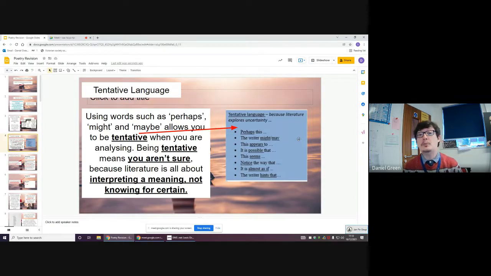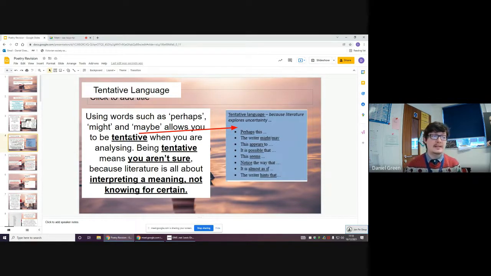Even if you knew some context about it and you've read the poem before and you know exactly what they're talking about, you still need to be tentative because the idea of the unseen poetry section is that you haven't seen these poems before and you're coming at them with a fresh pair of eyes. So being tentative means you aren't sure. You're all about interpreting a meaning, not knowing for certain. And this is where your AO2 marks come from in the exam. You are analysing the language that you pick out. Sometimes it's language, sometimes it's structure, sometimes it's form, sometimes it's rhyme, and so on and so forth.